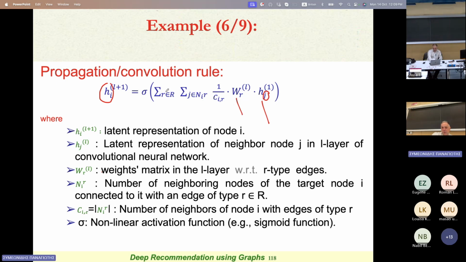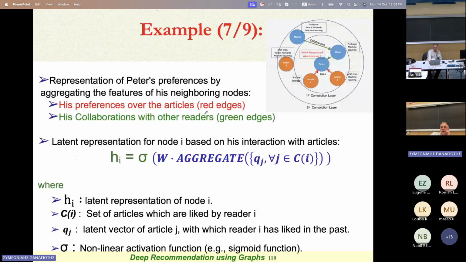We have also R, which is the type of the link. If it is red or green: red is the preferences of the user, green is the collaborations of the user. Okay, so we have different types of edges. And here, the second big sum over J is over the adjacent nodes, the neighborhood of the user under the link type R. Okay, so this is the equation that will be used to propagate the information.